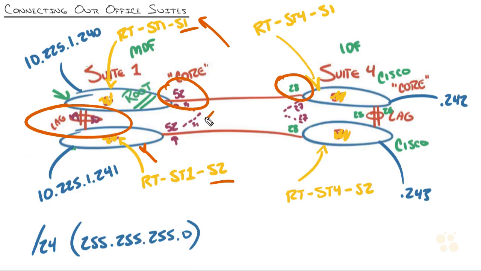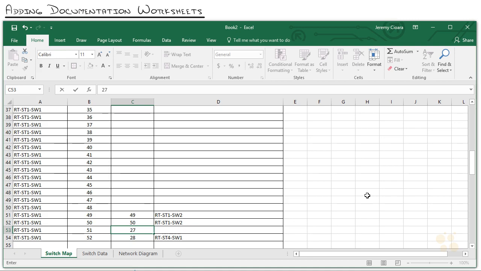I'm also seeing that we reserved that port 51 for a future connection if we ever run additional cables between the two office suites. So I'm just going to put that in there. This is reserved to connect to port 27 of RT-ST4-SW2. And just so I know it's not active, I'll just do a dash reserved.